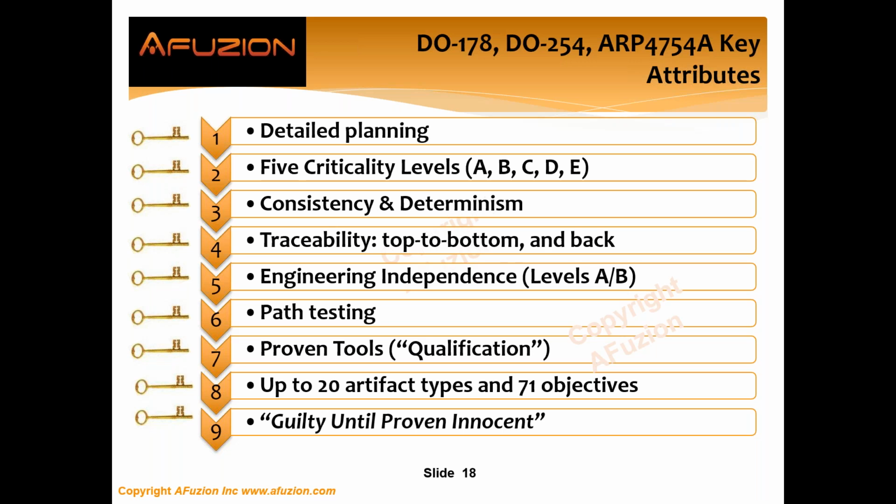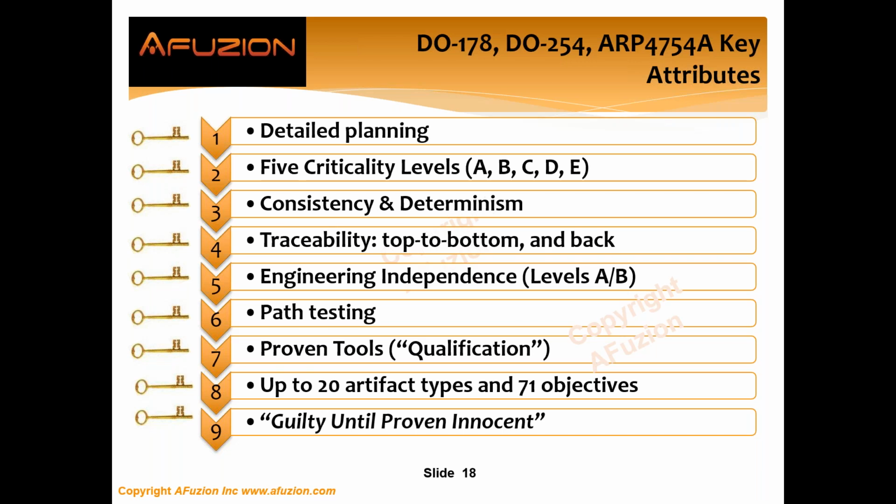Now the military was big on IV&V, independent verification and validation, where it was truly independent, a completely different organization, perhaps in a different location. The problem with that is different organizations, different locations make assumptions. They don't know the development. So 178, 254, 4754, we like independence, but we like it when it's the same company. Okay, so just different people. So for us, independence means a different person following a different independent process.